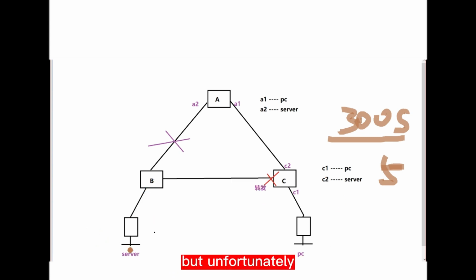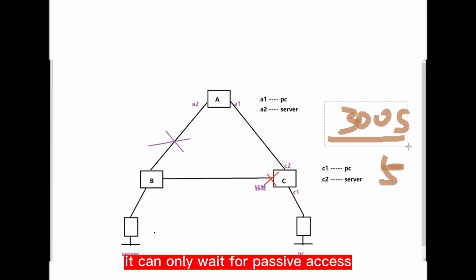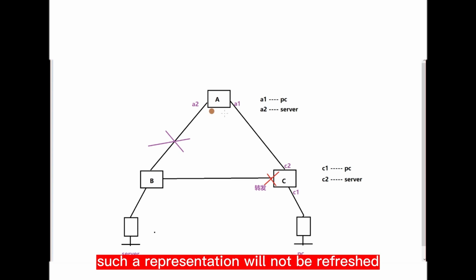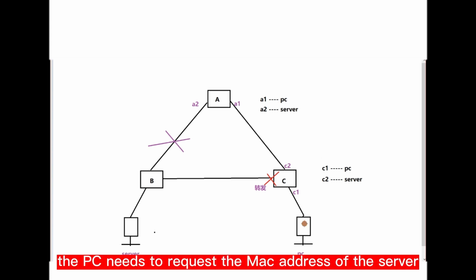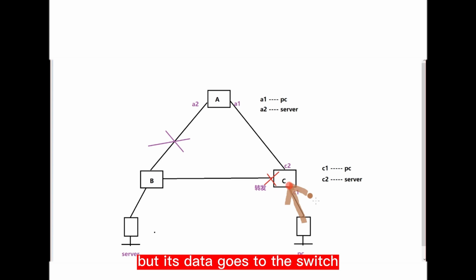But unfortunately, its peer is a server. The server will not actively send data packets. It can only wait for passive access. That is, such an entry will not be refreshed. A PC can only wait for it to age naturally. When it gets old, the PC needs to request the MAC address of the server again. The ARP aging time on the PC side is relatively long, 20 minutes. But its data goes to the switch.